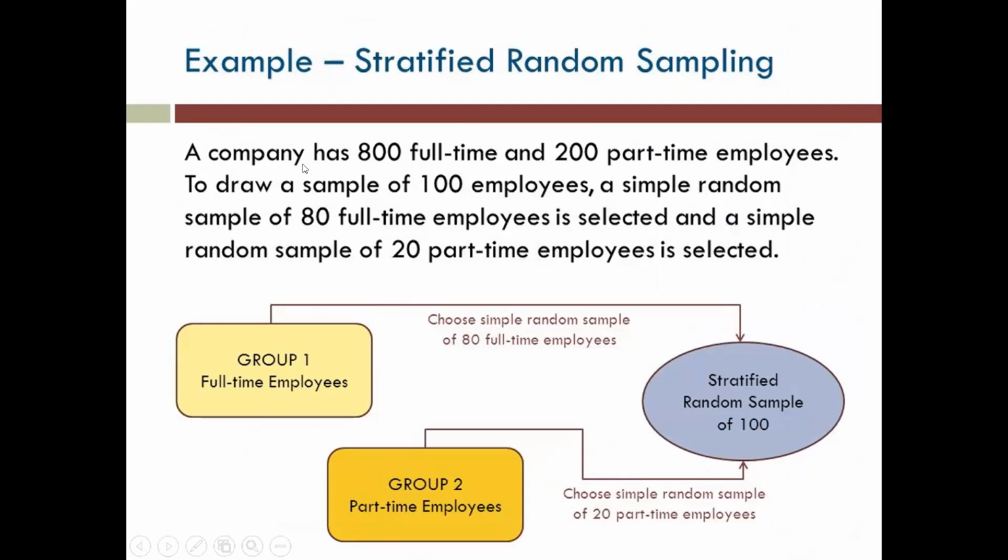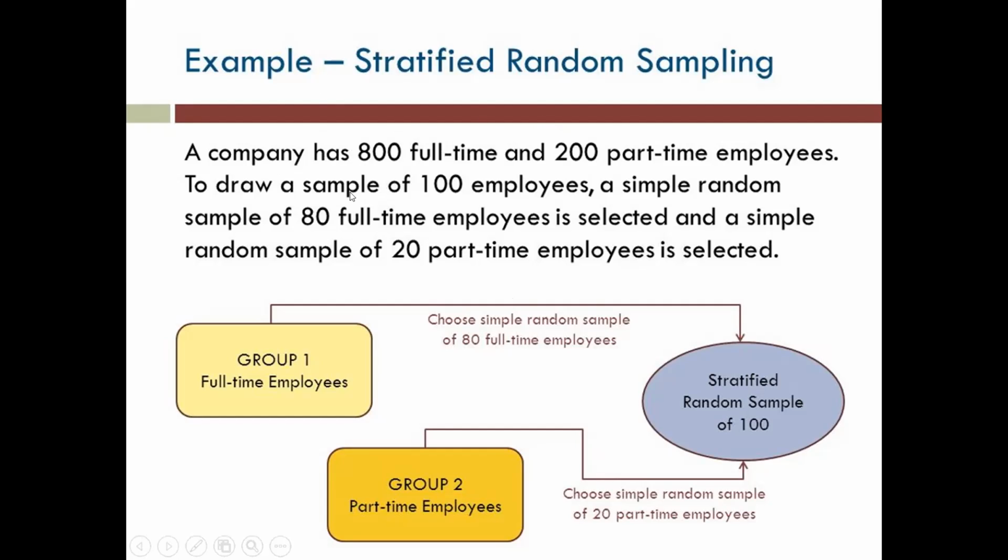The example in front of you is a company with 800 full-time and 200 part-time employees. One stratum is full-time employees and another stratum is part-time employees. You have to draw a sample of 100 employees. A sample of 80 full-time employees, 10% of the 800, and 20 part-time employees, 10% of the 200, will be your stratified random sample, because only two strata are available.